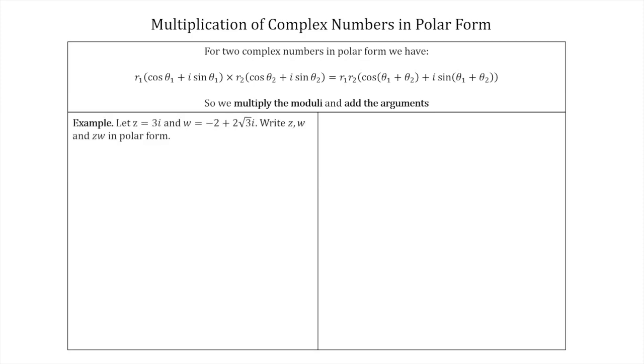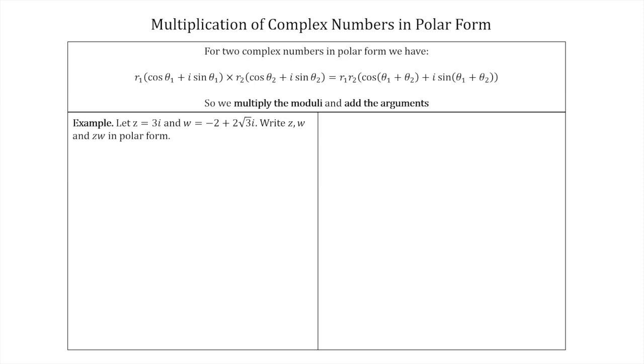Okay, so the example we're going to do is: let z equal 3i and w equal minus 2 plus 2 root 3 i. Write z and w and z times w in polar form. So we want to find these two numbers in polar form and find their product in polar form. For that bit, we will use the equation at the top.